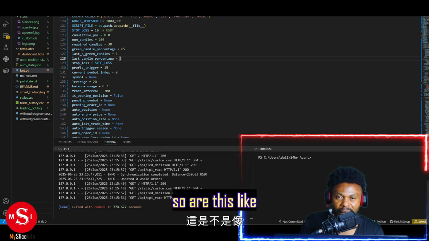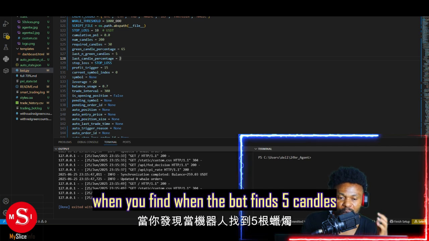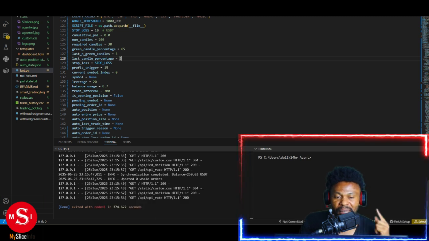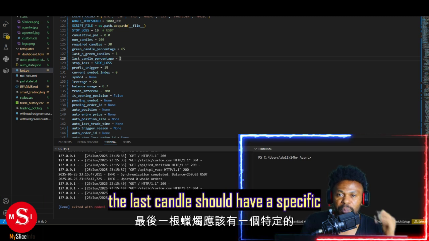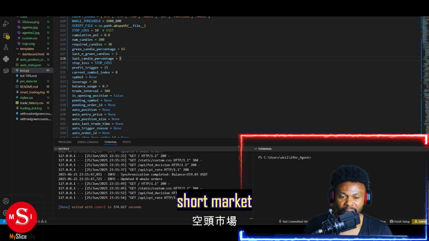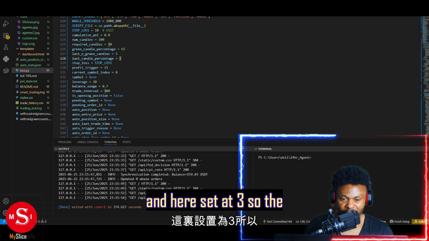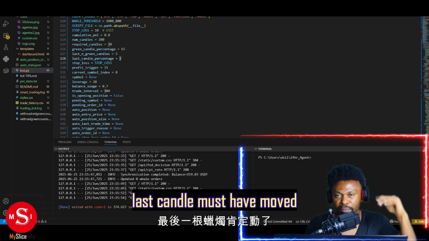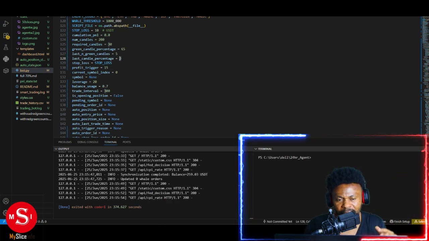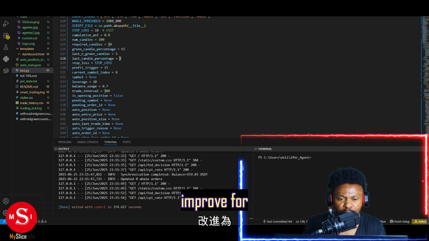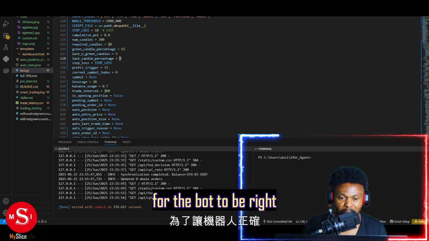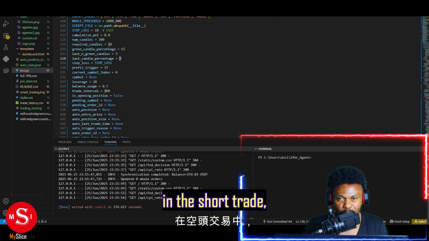When the bot finds 5 candles, the last candle should have a specific percentage before it can short the market. And here it's set at 3, so the last candle must have moved 3% up before the bot shorts it. This is just to make it more possible for the bot to be right in the short trade.